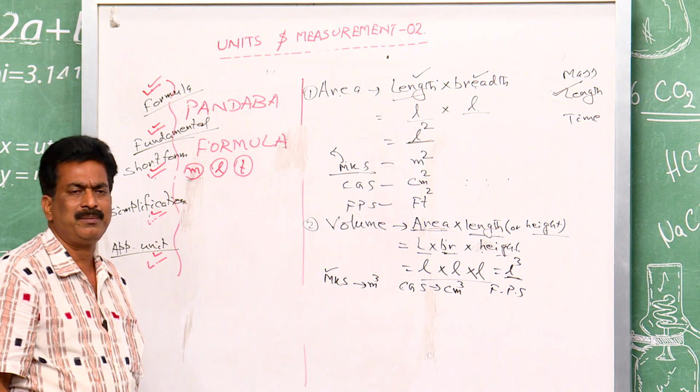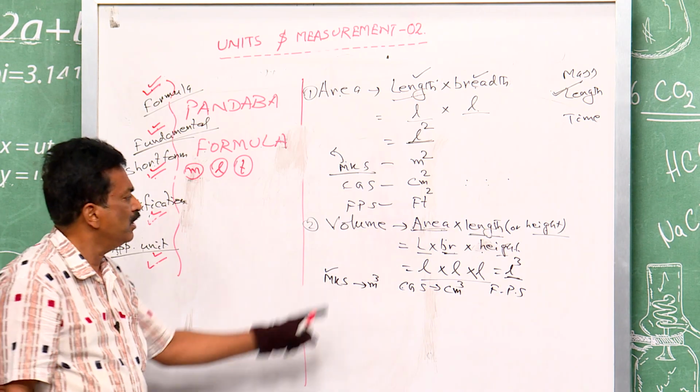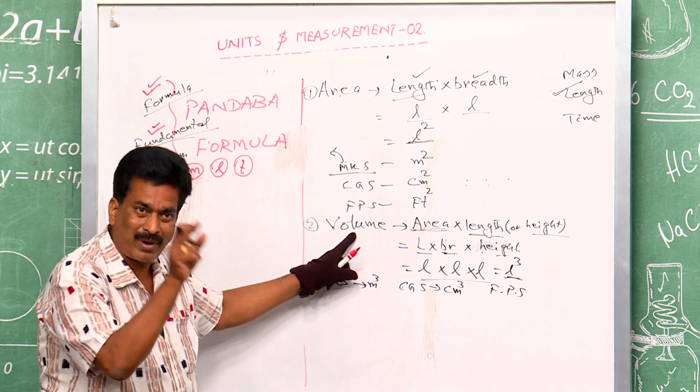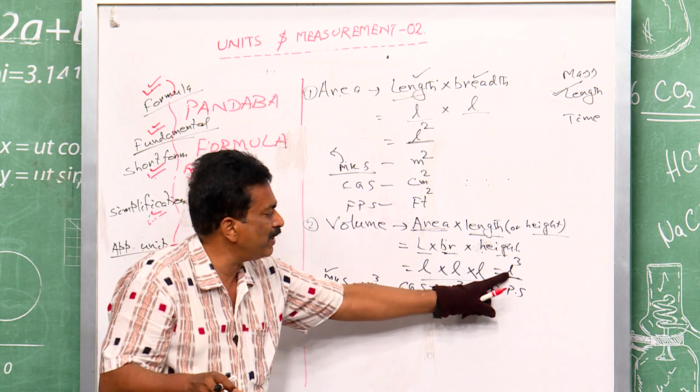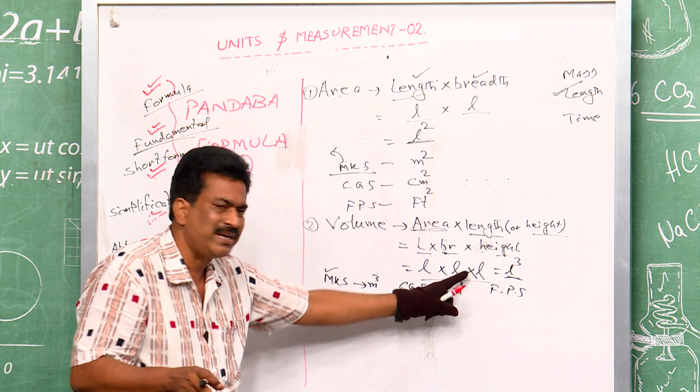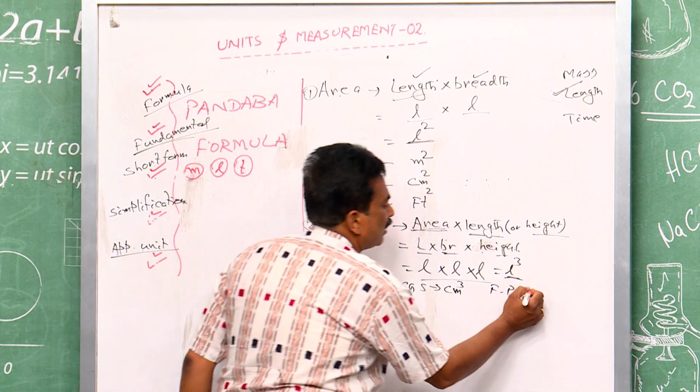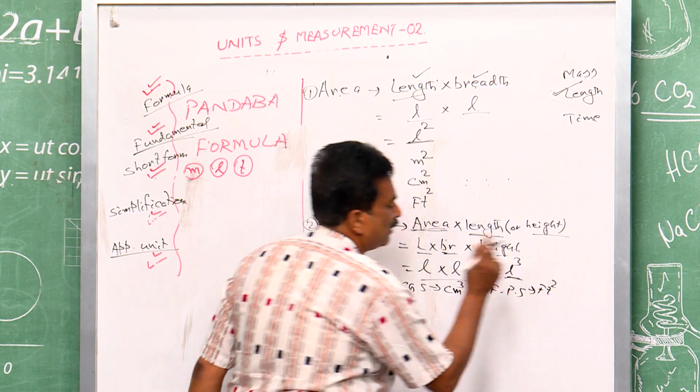Sir, length is the centimeter. Why are you giving the centimeter cube? So according to that physical quantity, it is L cube, not L. If it is L square, then it will be centimeter square or meter square, or this one is foot square.